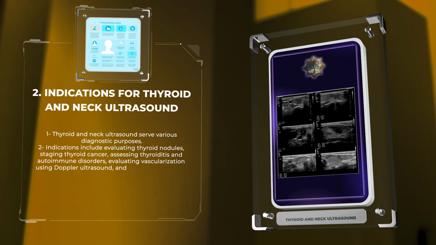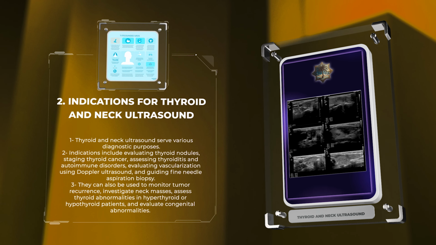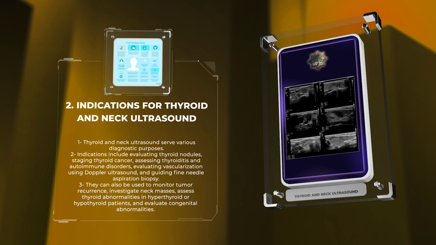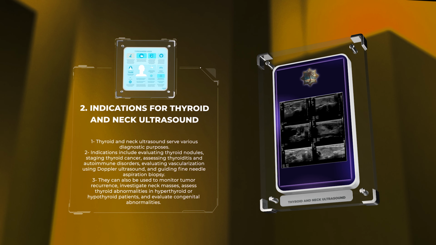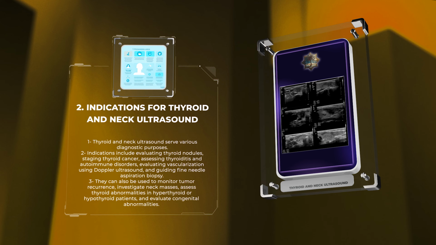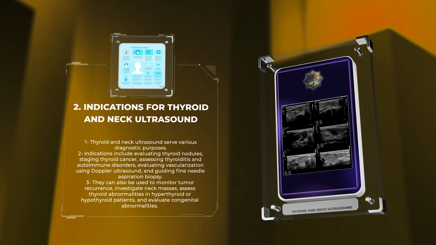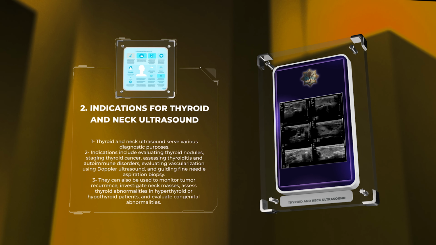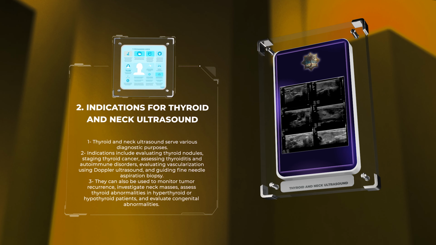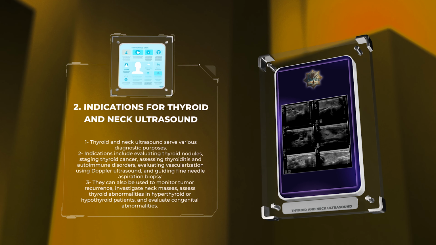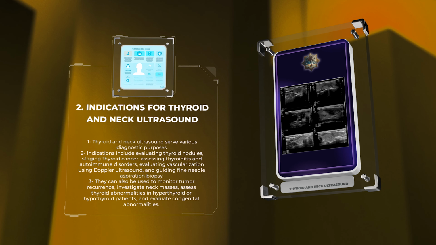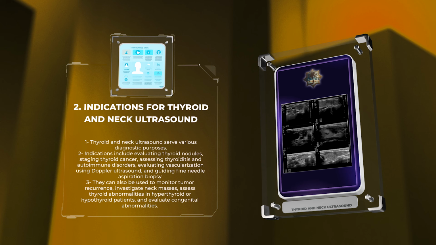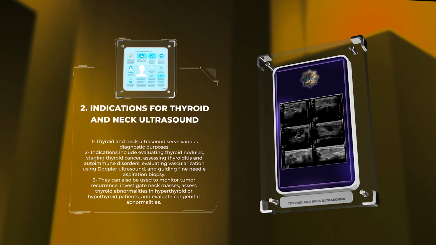Thyroid and neck ultrasound serve various diagnostic purposes. Indications for ordering these ultrasound exams include, but are not limited to, the evaluation of thyroid nodules, thyroid cancer staging, assessment of thyroiditis and autoimmune disorders, assessment of vascularization using Doppler ultrasound, and guidance for fine needle aspiration biopsy. Other indications may include monitoring tumor recurrence, evaluating neck masses, investigating thyroid abnormalities in patients with hyperthyroidism or hypothyroidism, or assessing congenital abnormalities of the thyroid gland.